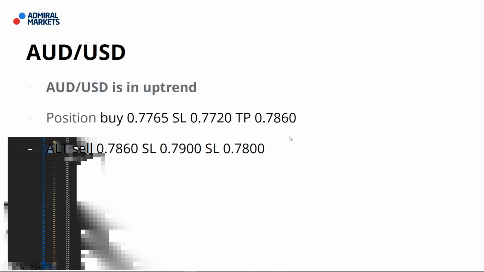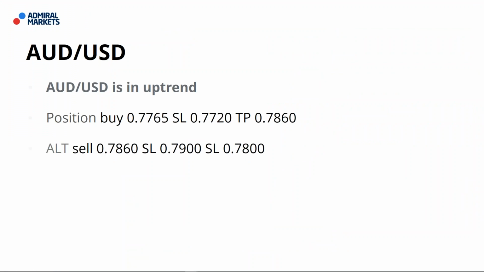Australian dollar is in uptrend. 77.65 is buy position. 77.20 is stop loss. 78.60 is TP. Alternative sell 78.60, 79.00 stop.